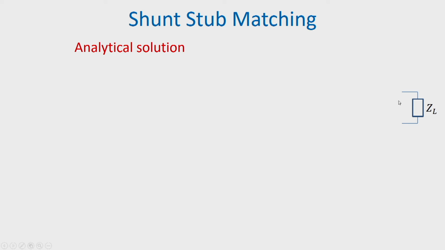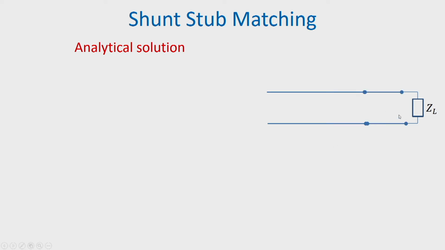So, we have seen the impedance matching using a series stub. Let us now consider another type of stub matching, the impedance matching with a shunt stub. We first derive the analytical expressions and then we will solve an example problem of shunt stub matching using Smith chart.